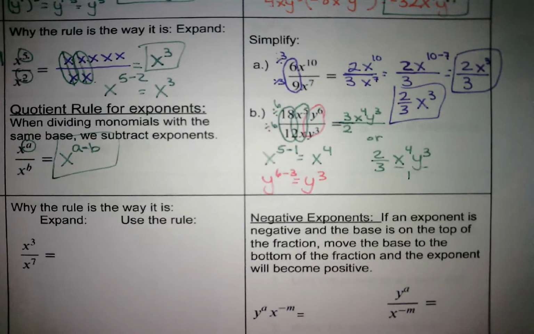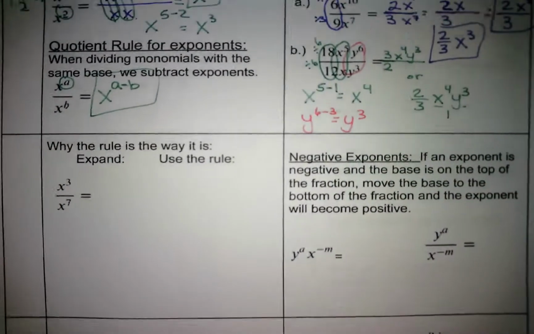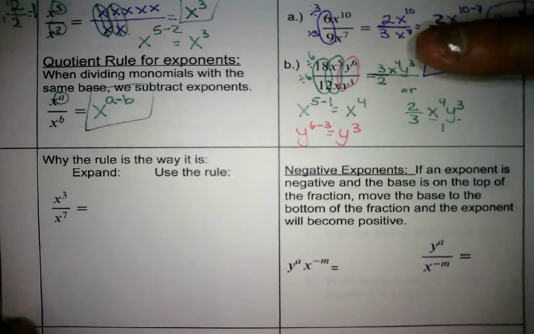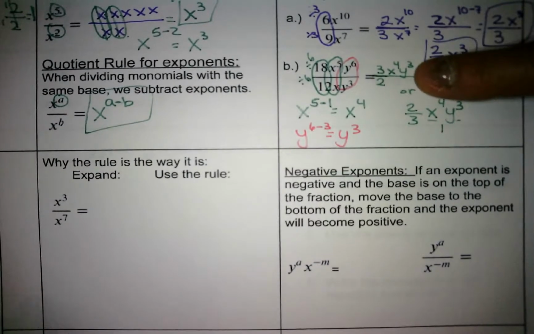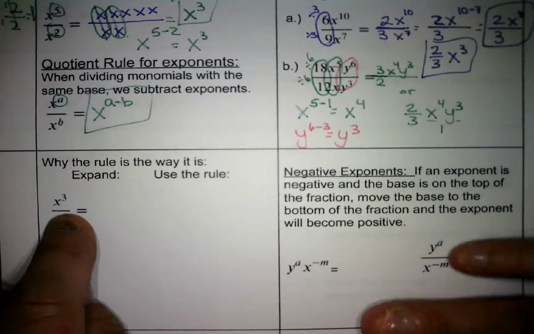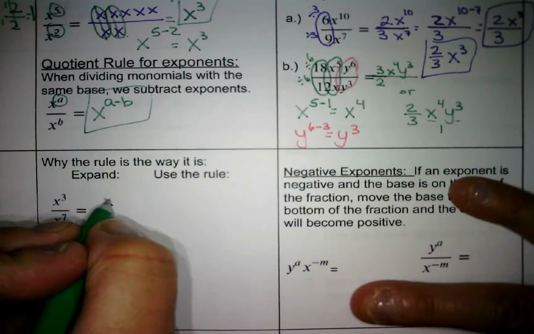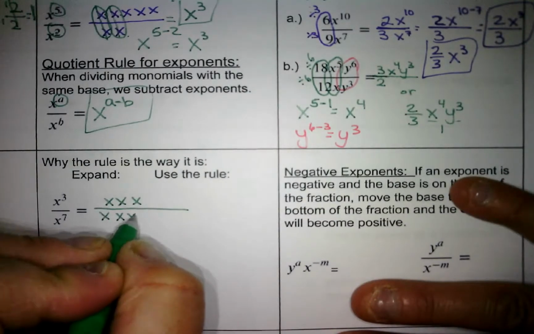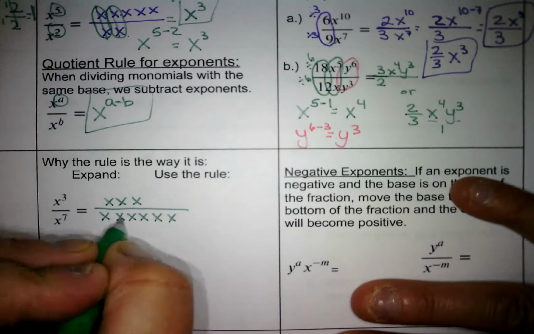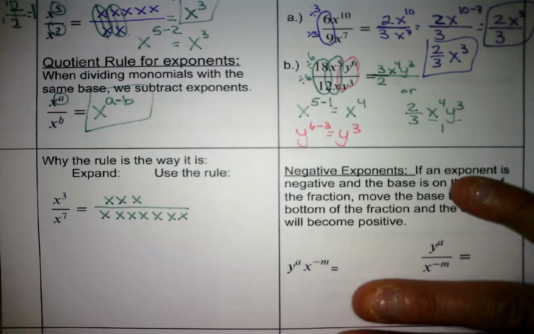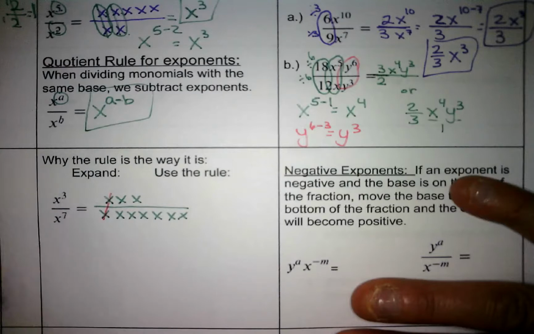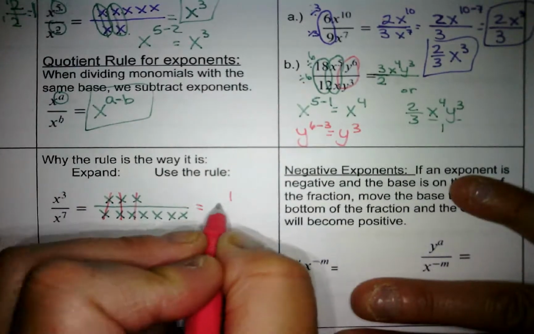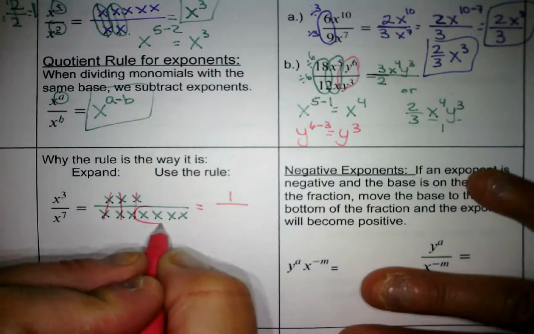So this is negative exponents. Remember just a second ago I said if these are positive, they're going to stay in the top. But now let's take a look at this. So let's expand this one out. So x to the 3rd would be x times x times x. And then we have x to the 7th power. 1, 2, 3, 4, 5, 6, 7. Remember that these cancel because any number divided by itself is 1. So now I'm left with the number 1 over x to the 4th power.